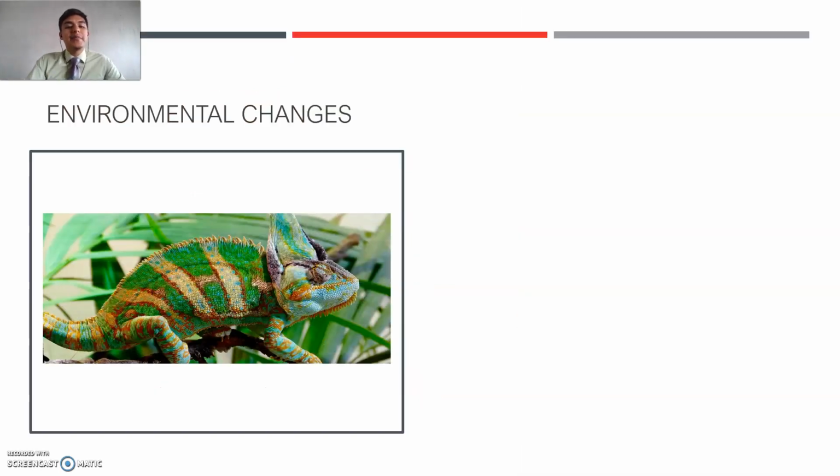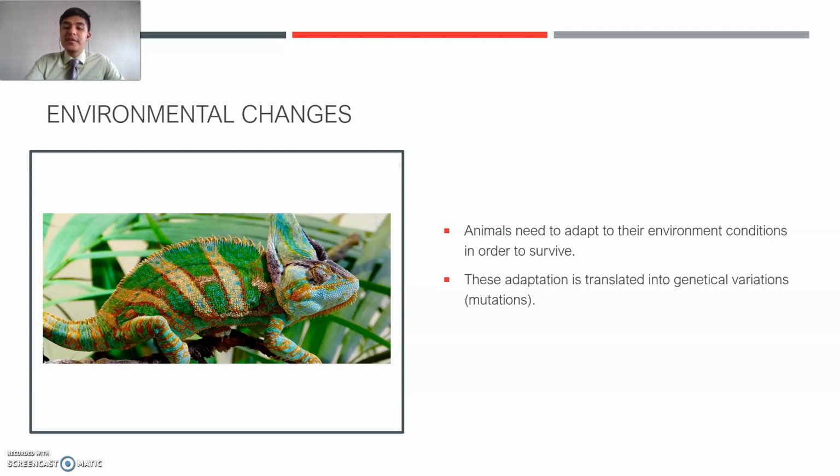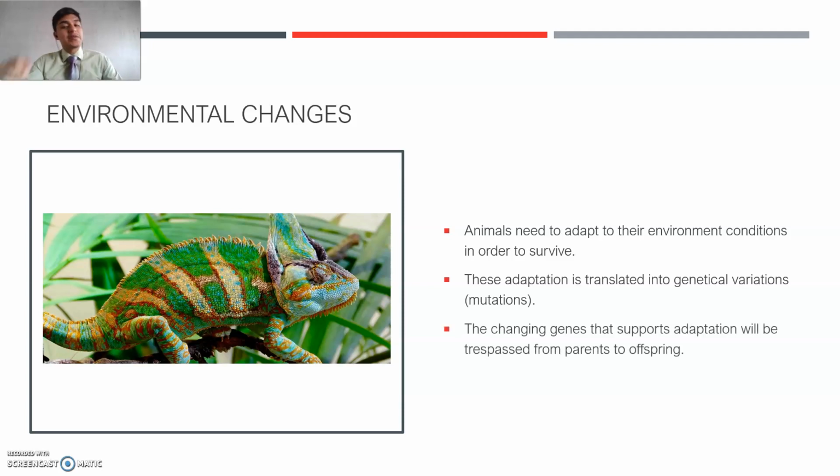And we can also talk about environmental changes. So how is it possible that chameleons can change the color of their skin and generate some camouflage in order to survive predators? So animals need to adapt to their environment conditions in order to survive. These adaptations are translated into genetic variations, which are generally mutations. The changing genes that support adaptation will be passed from parents to offspring.